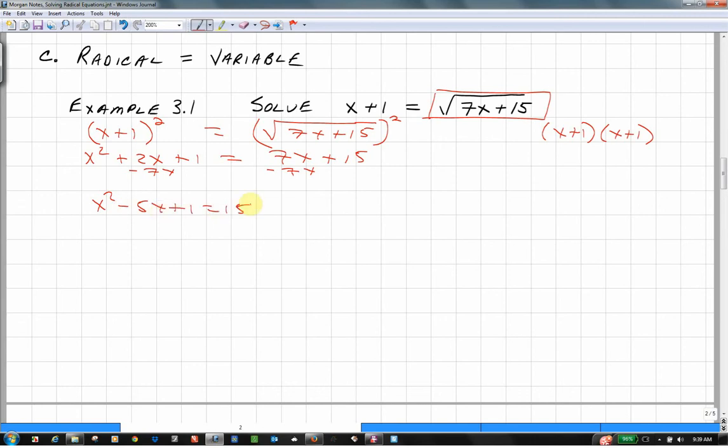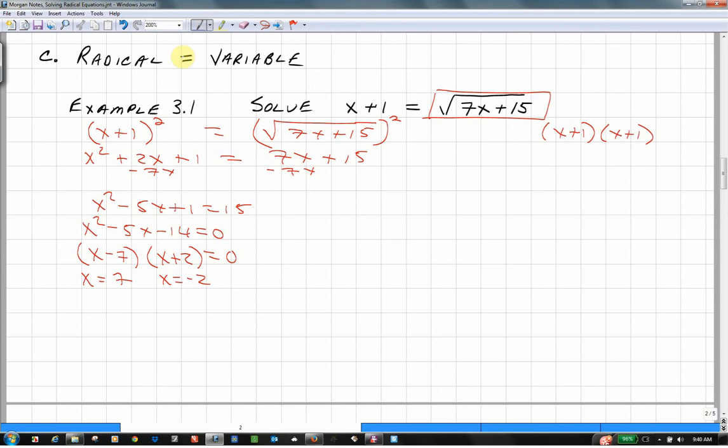Now I'm going to subtract 15 from both sides, so I'm going to have x squared minus 5x minus 14 equal to 0. And what I end up with is a quadratic equation that I have to solve. So how do I solve a quadratic? Well, I could use the quadratic formula if I couldn't factor it, but this one's factorable. So I'm going to say x minus 7 times x plus 2 is equal to 0. x is equal to 7. x is equal to negative 2. So we never, ever, ever stop factoring, do we? So I have to check those two answers. One of them may be extraneous.